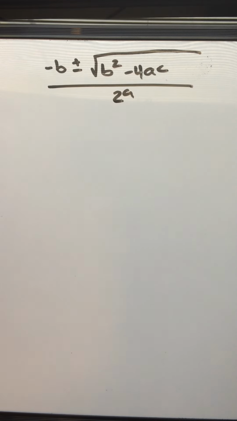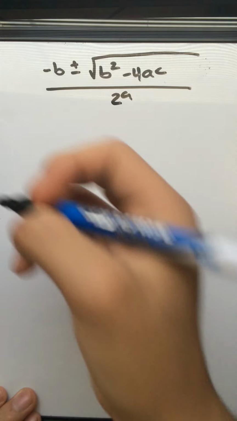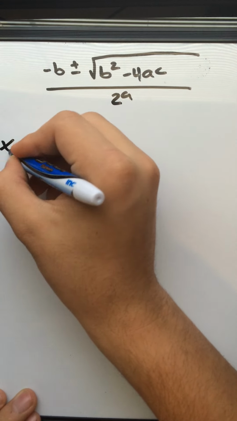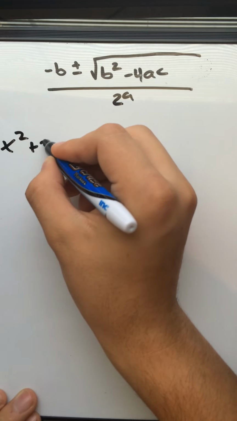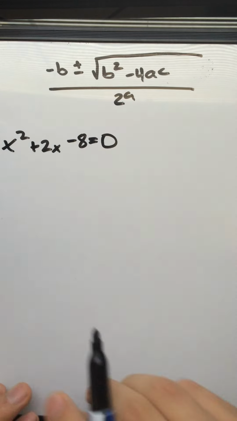Hello, today I'm going to show you how to use the quadratic formula. Okay, so if you don't know it, this is the quadratic formula. And we're going to use an equation to solve. So the equation is x squared plus 2x minus 8 equals 0.